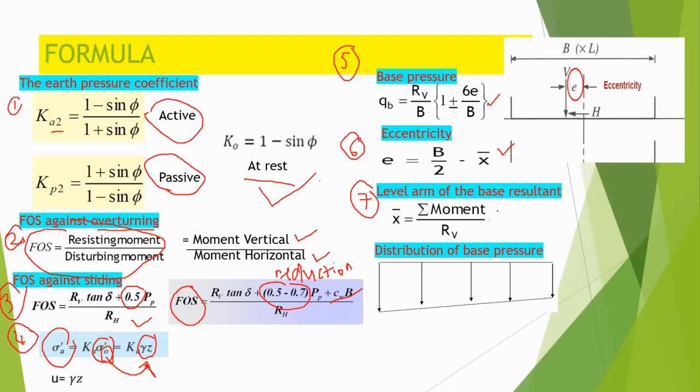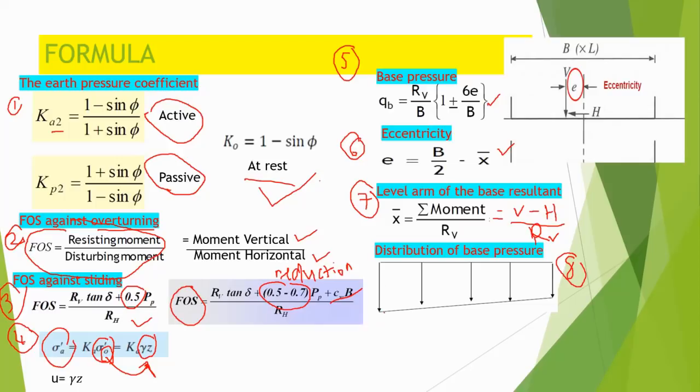So actually is the vertical movement minus with horizontal movement. Okay, this is the movement, okay, divided by reaction V. Okay, atas ni movement, ni reaction, okay. And then, if the question asks you to draw the distribution base pressure, this is a distribution base pressure, okay.